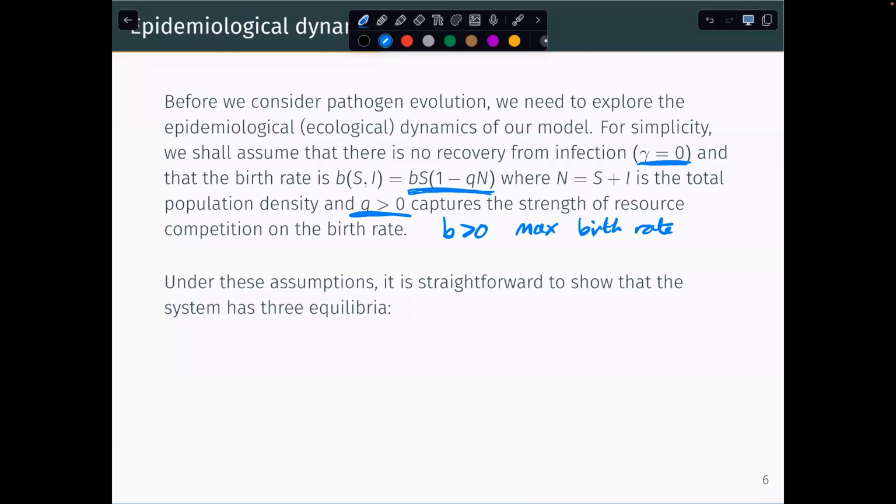Okay. So here, S and I are the number of individuals, not the density anymore? They are densities. Yeah. So for ease, people often say population sizes, but they are densities essentially.